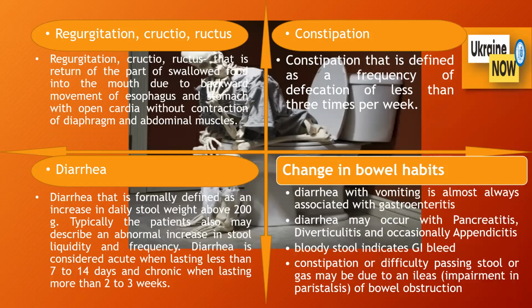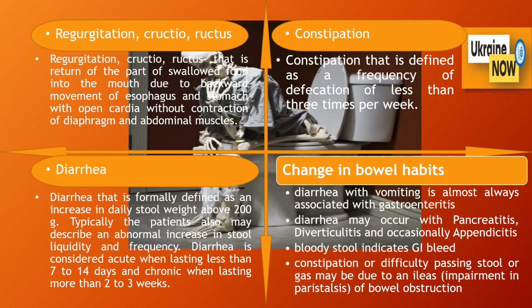Next are regurgitation, constipation, diarrhea. So regurgitation, or cruciatio ructus, is the return of part of the swallowed food into the mouth due to backward movement of the esophagus and stomach with open cardia, without contraction of the diaphragm and abdominal muscles.